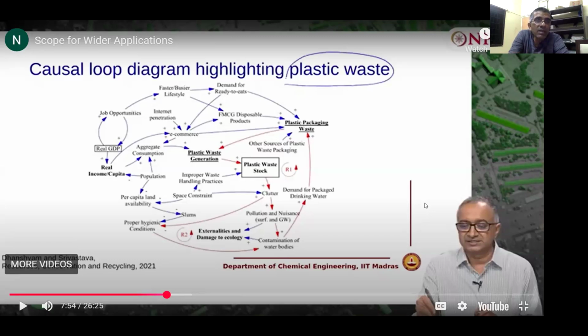Now anyway, there is one R1 and R2. Anybody can explain why R1 is reinforcing? Why? Can you explain please, somebody? Anybody can unmute and explain R1.